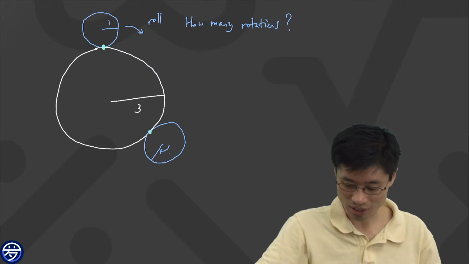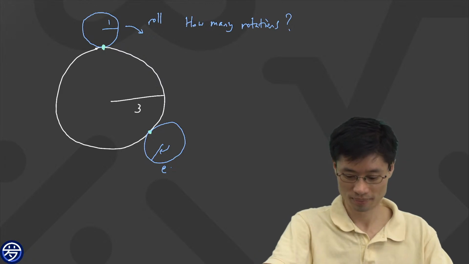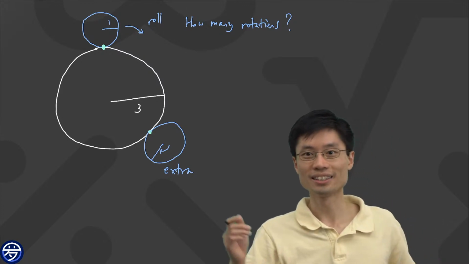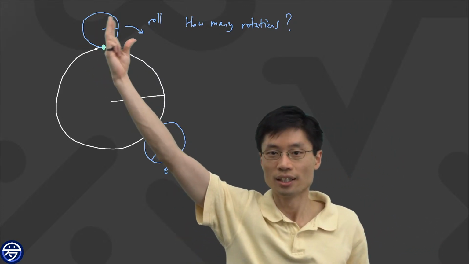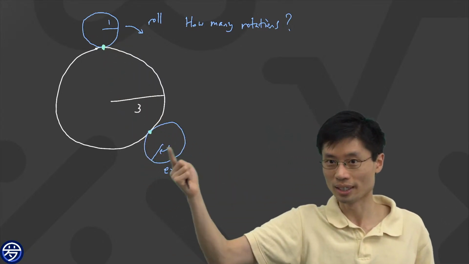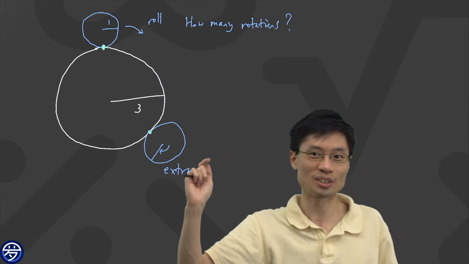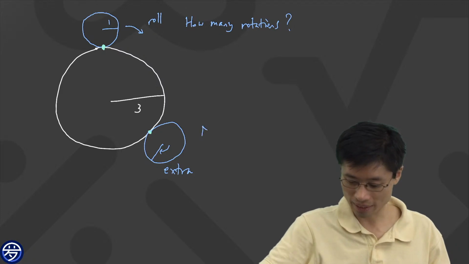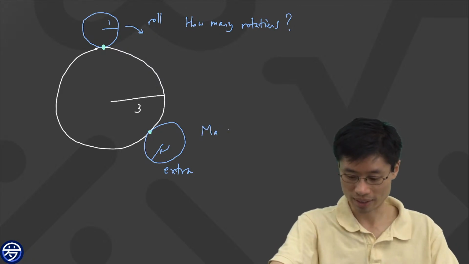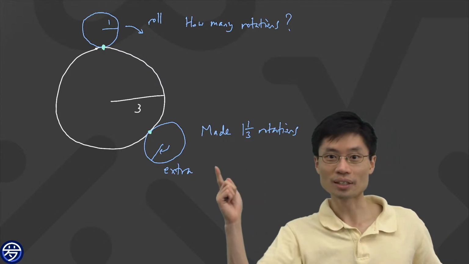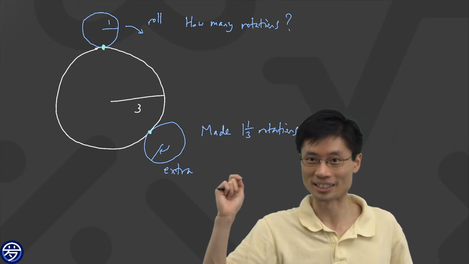I wanted to write the word extra, but that won't fit. Let's do it like this. Okay? So what I'm saying is that as you start here, a third of the way around, you somehow have gone not only to where the Pac-Man's mouth is where it was supposed to be, but an extra 1/3 also. So by the time you got here, the Pac-Man has made 1 1/3 rotations. Is everyone okay with that? Not one rotation, 1 1/3 rotations.